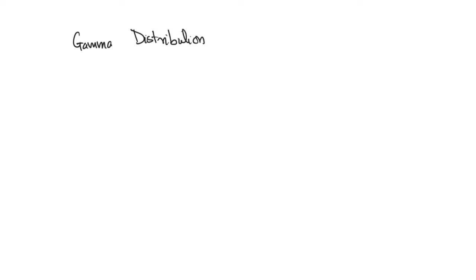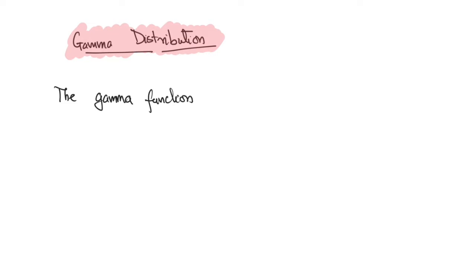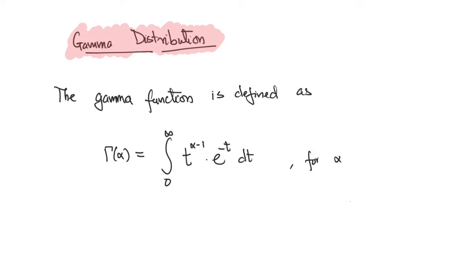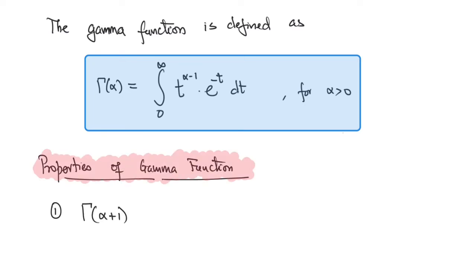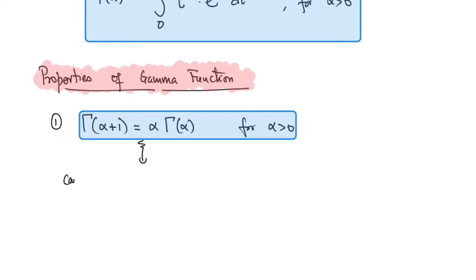To talk about the gamma distribution, we will first work through the definition of the gamma function, which takes input alpha, a positive number, and is defined as the following indefinite integral. The gamma function has some very interesting properties. For example, gamma of alpha plus 1 equals alpha times gamma alpha for values of alpha greater than 0.